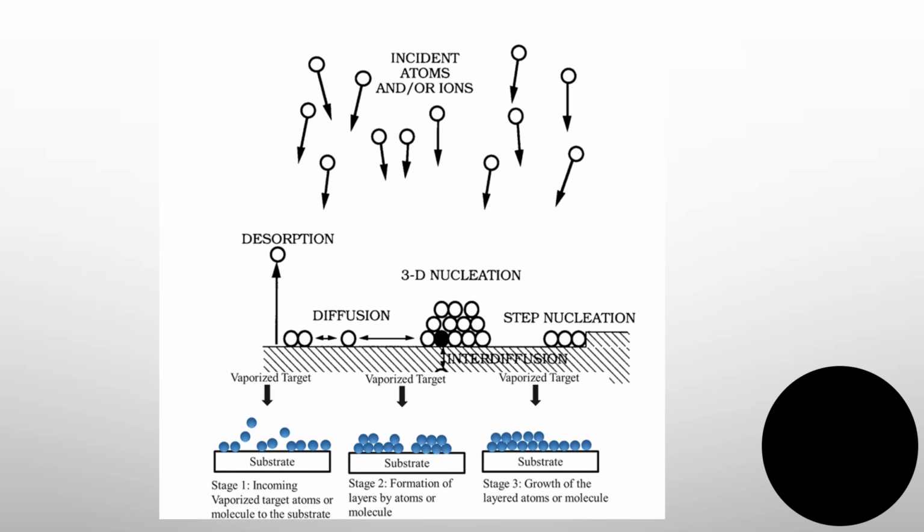Okay, these are the understanding. So based on this diagram, we can conclude what happened in the first stage when we talk about thin film. In the first stage, the incoming vaporized target is going to be vaporized onto the substrate, as atoms or molecules. Stage 2 is the formation of layer by layer atoms or molecules, and the third stage is the growth of the layers of atoms or molecules.